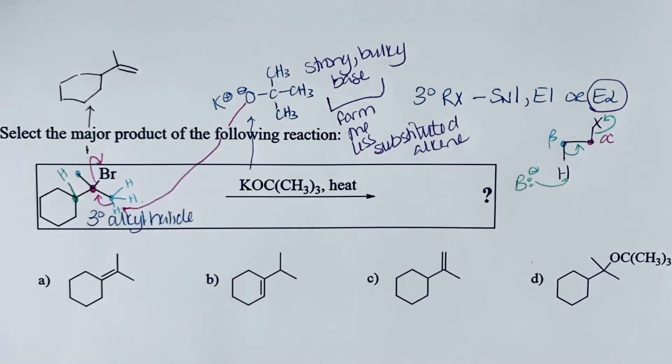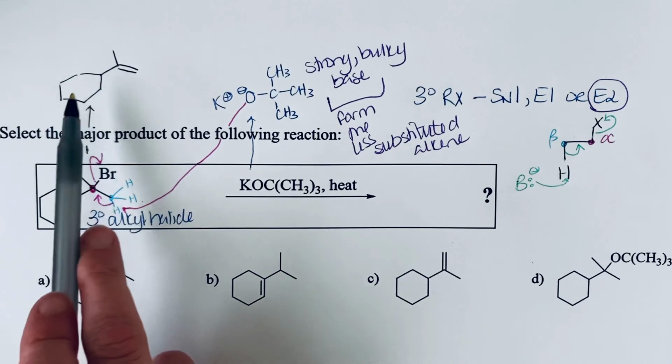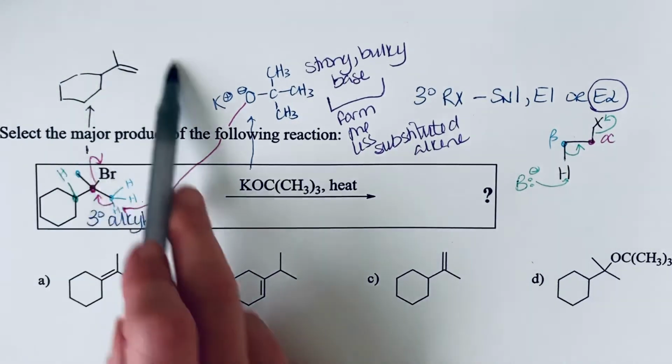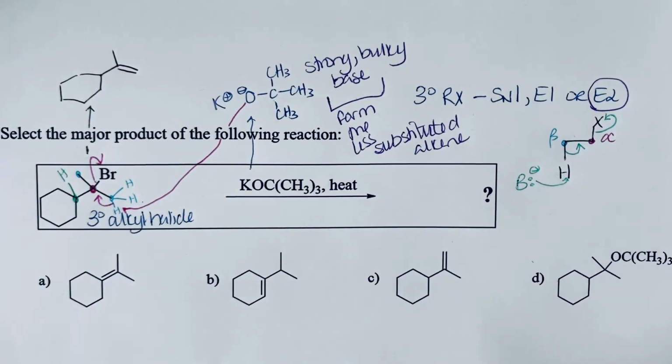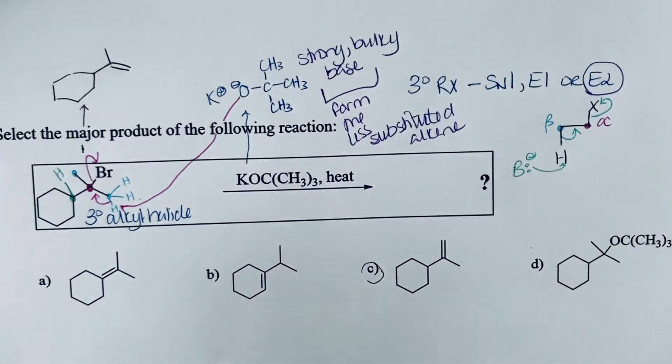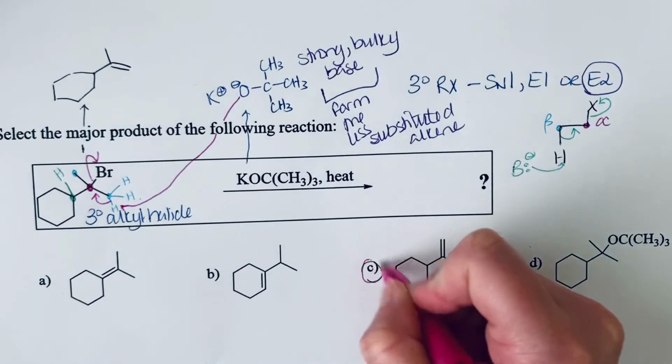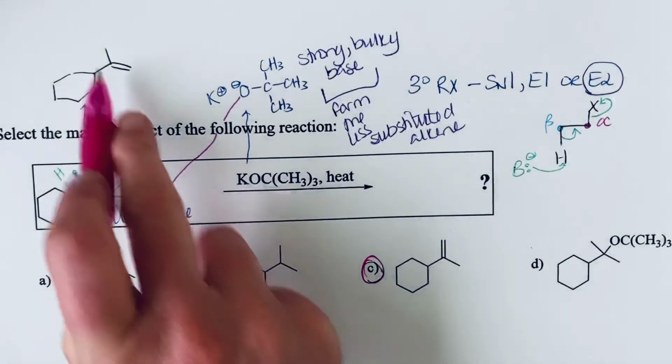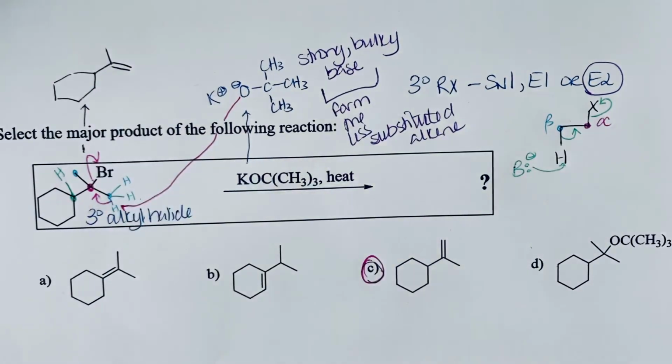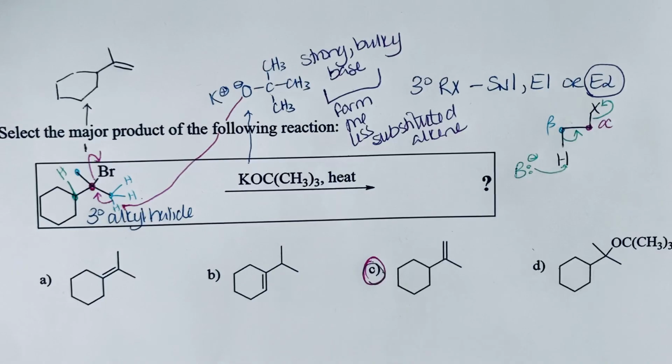Once we've drawn the product, we want to pick it out from the answer choices. Although it may not look like it at first glance, this structure is the same as C. These are equivalent because you have free rotation about that single bond. So if you draw it this way and the answer looks like this, don't be thrown off, they're still the same molecule.